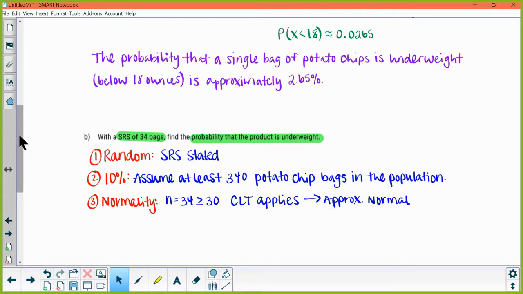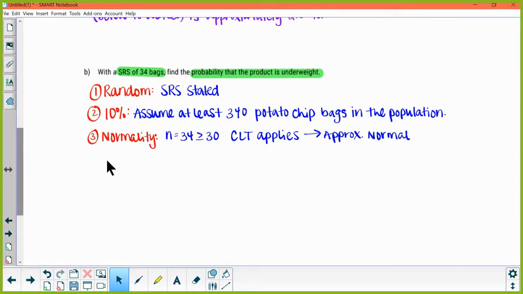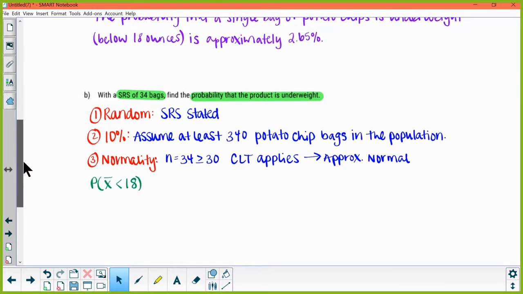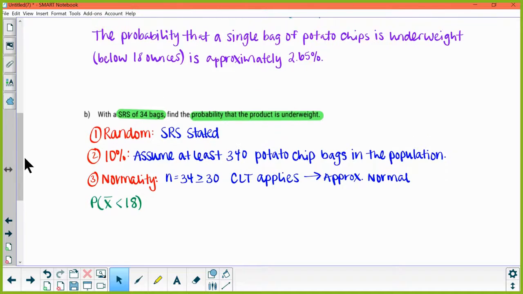This is going to work very similar to what we did with part A. The only difference is I'm going to calculate the probability that X bar is less than 18, and I'm going to change how my standard deviation looks. Everything else is the same. The difference is I'm taking the square root of 34 as my second denominator, not the square root of 1.